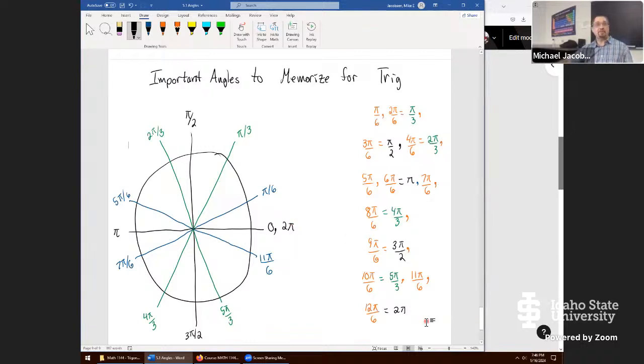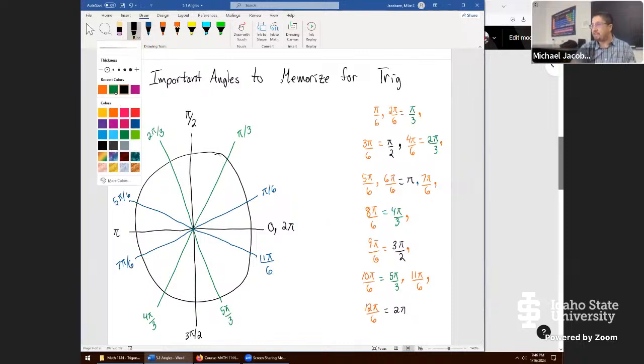And this whole game can continue forever. There's loads of ways to describe all these. But notice the angles in blue, your pi over 6s, they're always close to the x-axis. Also notice your angles in green, these ones involving pi over 3, they're always close to your y-axis. It goes pi over 3, 2 pi over 3, then 4 pi over 3 to 5 pi over 3. So there's lots of weird patterns here.